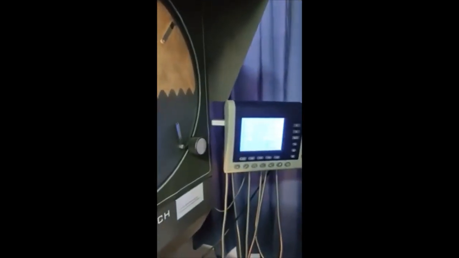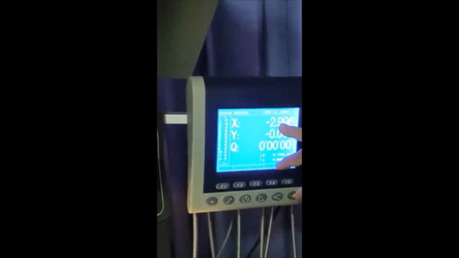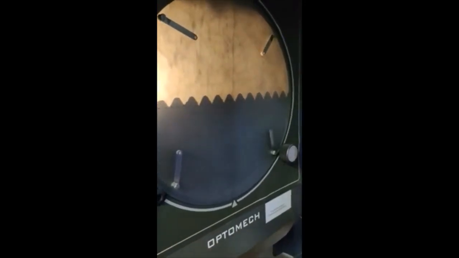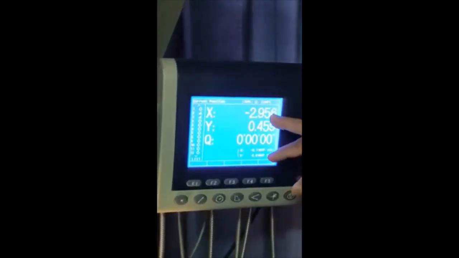Now I make it zero on the screen display. On the X it is showing 2.996, that means almost 3 mm pitch. You can also measure root to root. You make this root zero, and this is also almost 3 mm. So the pitch is 3 mm.